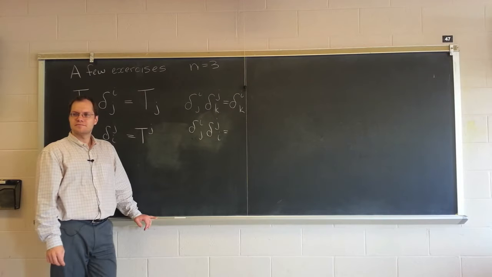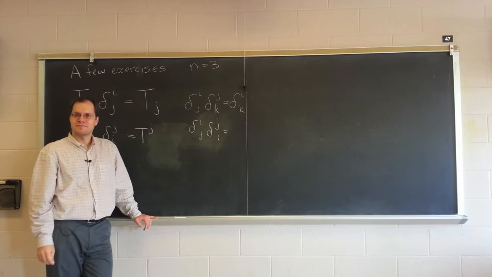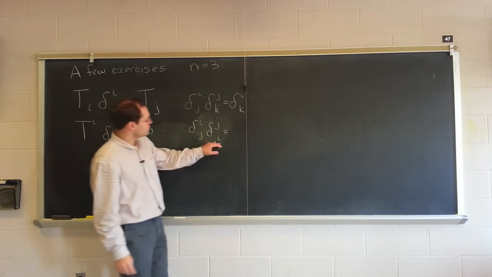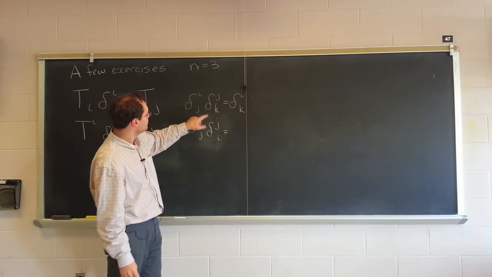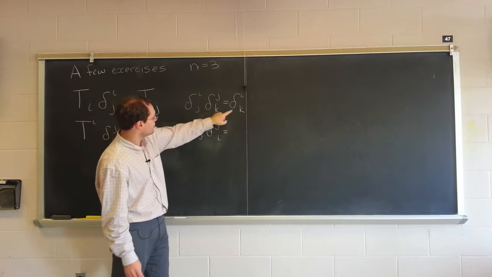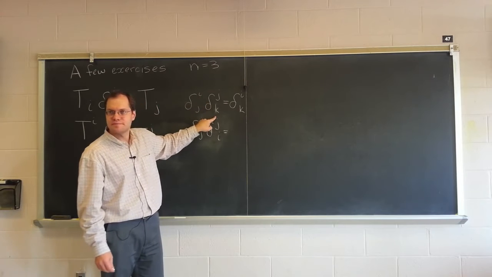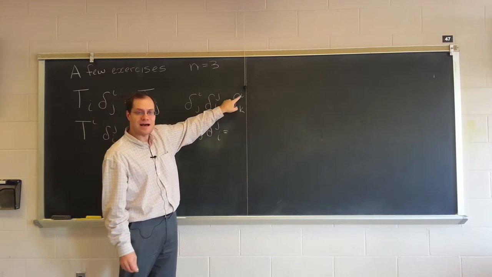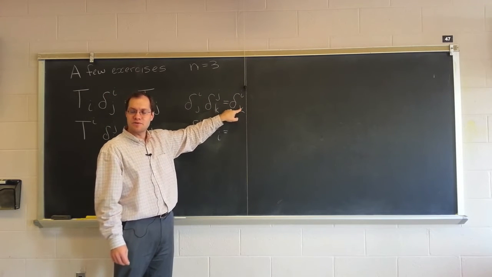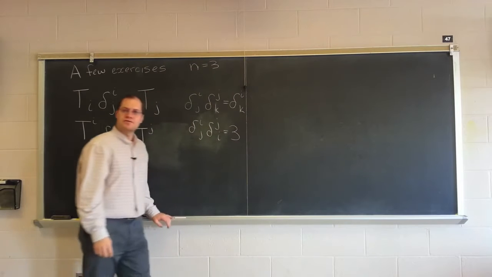It equals delta jj, or delta ii, which is 3. So you can reference the previous one. It's the same as this, but contracted on i and k. So it's delta ii, which is 3, right? Who's confused? Raise your hand.